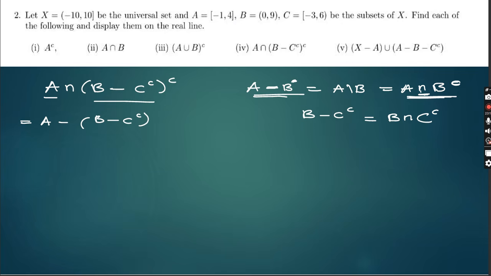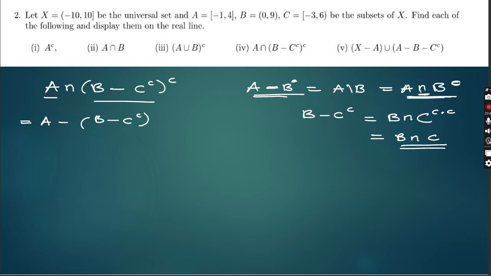Now, since we already have another complement, we're going to add another complement. And I was saying that a complement of a complement set is already the same set. So if you have C complement complement, it is actually C. This is what you need to know. So this is how you simplify this set.